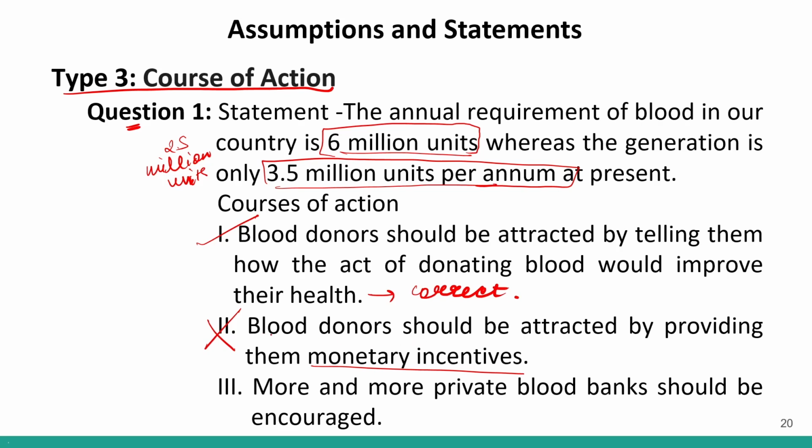If it was only about one particular hospital or one particular area, even one particular city, let's say, then it would be a little feasible. But in this scenario, because we need a generation of 2.5 million more units, this is not a feasible option, right? The third one says more and more private blood banks should be encouraged. Again, this is not the correct course of action, because it does not consider the original problem. It is just a vague statement. It is not addressing the issue that we are talking about. So I would say that only the first is the correct course of action.